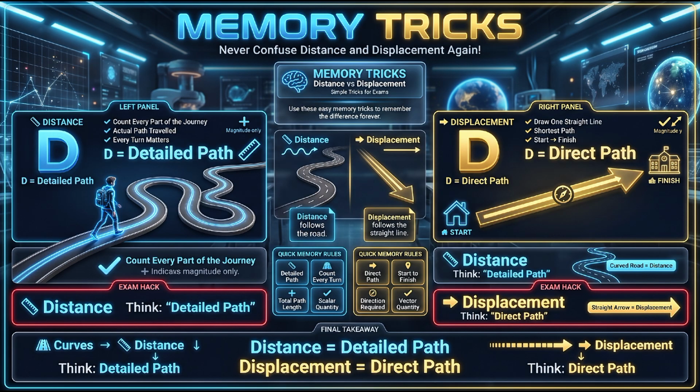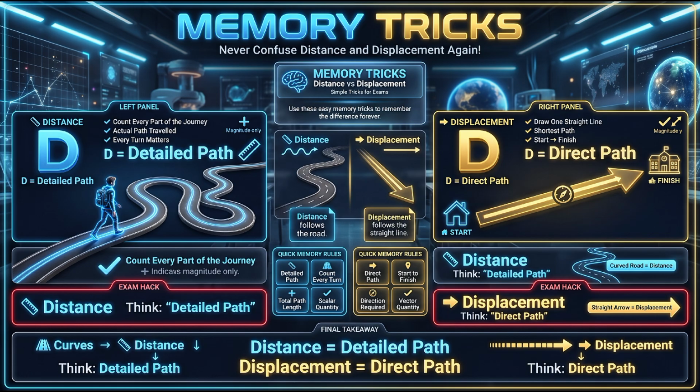For exams, remember these quick rules. Distance equals detailed path. Displacement equals direct path. Distance counts every meter traveled. Displacement ignores the path and depends only on the initial and final positions. Distance is always a scalar quantity, while displacement is always a vector quantity. The easiest sentence to memorize is distance means detailed path and displacement means direct path. If you remember just this one line, you will rarely confuse these two quantities again.